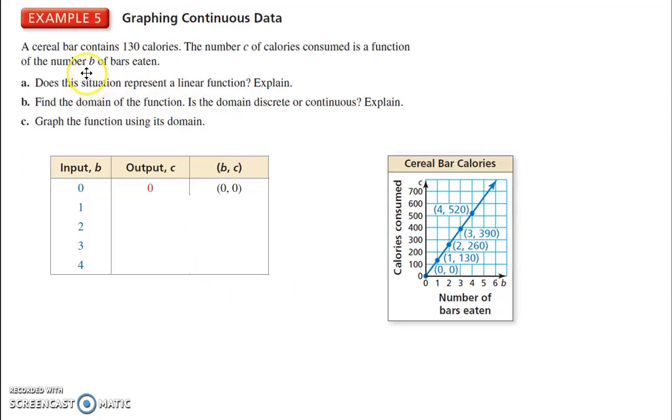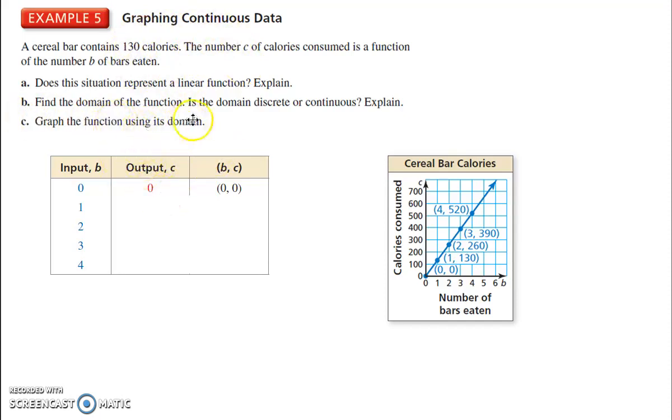If we want to graph continuous data, a cereal bar contains 130 calories. The number C of calories consumed is a function of the number b of bars eaten. Does this represent a linear function? Yes, because as your number of bars eaten increases, your calories consumed increase, and every bar is 130. So it doesn't go up exponentially. If you have the second bar, that's 260. Third bar, you add exactly the same thing to it.